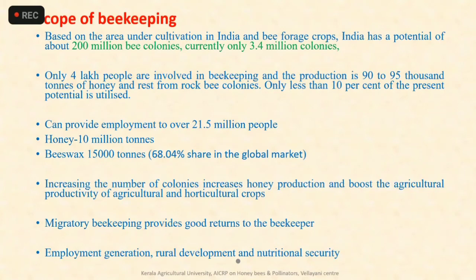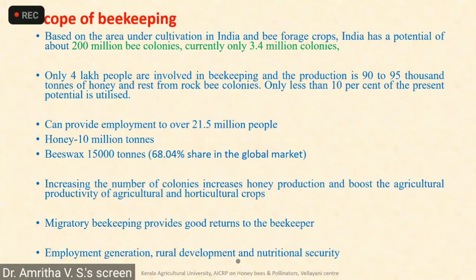crop productivity. And in this aspect, migratory beekeeping is also a very important aspect, and I hope you know that. Migratory beekeeping means we are shifting the hives from areas to the areas where there are rich floral sources. Okay. Then, thus, through employment generation, rural development, and also nutritional security.